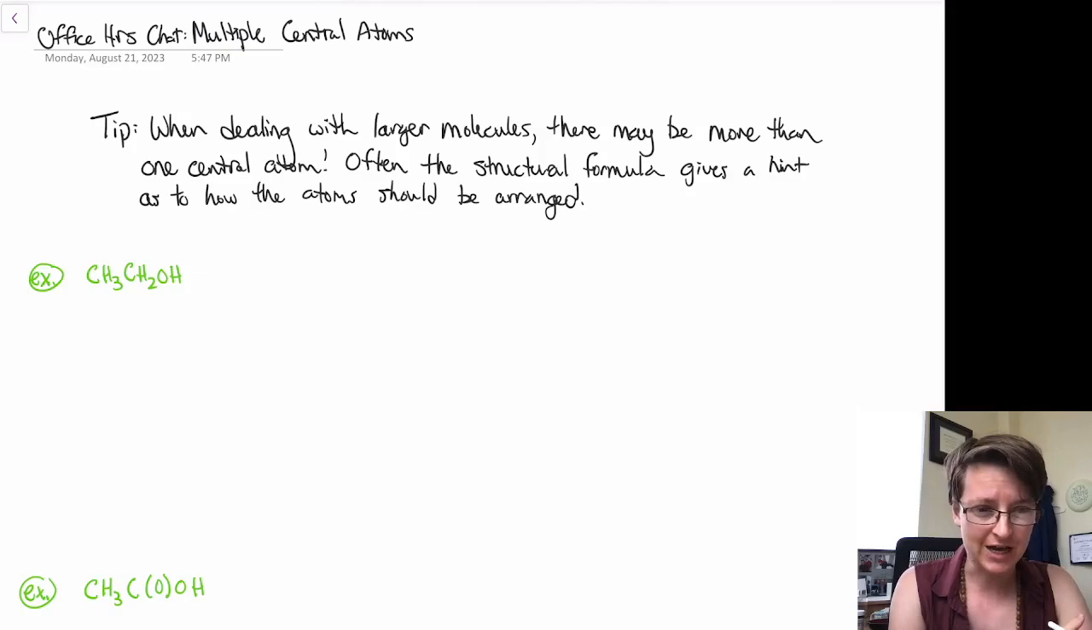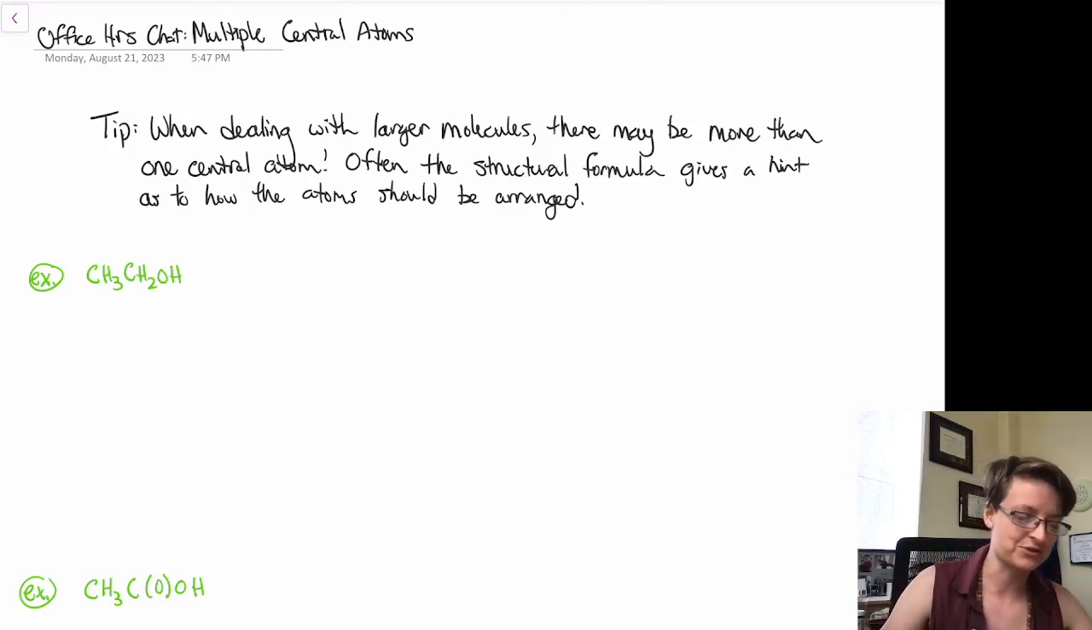So if you've looked at homework 7.2, you might notice that one of the harder problems is dealing with Lewis structures for larger molecules. In particular, with larger molecules, like both the examples I've got shown in green here, we may have to deal with more than one central atom. The good news is often how the structural formula is written gives us a hint as to how the atoms should be arranged. So I'm going to go through two quick examples to show you how to read and interpret some of these hints that are embedded within the structural formula.